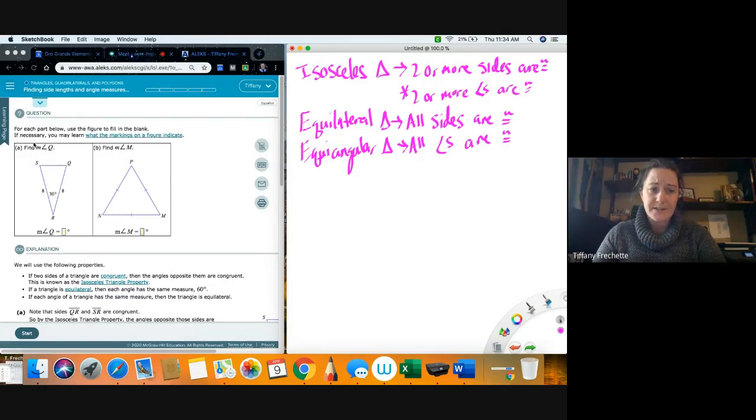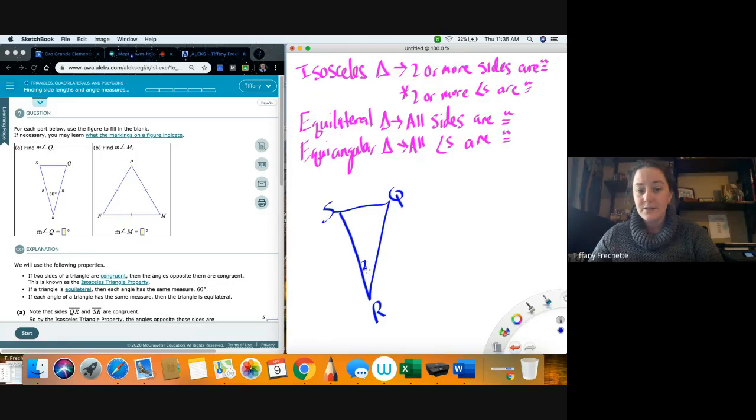So for this first one, it says find the measure of angle Q. We're given 30 down here, and it says 8 and 8. So I'm going to draw this in a different color so you know I'm talking about this example. And we have Q, S, R. This is 30 degrees, and they tell us this is 8 and 8.